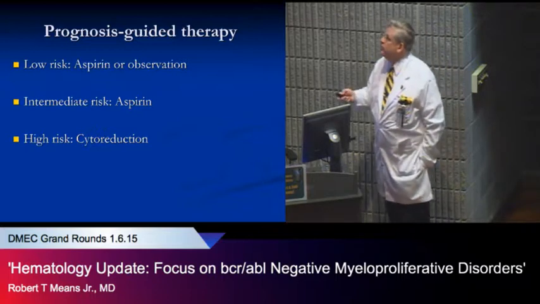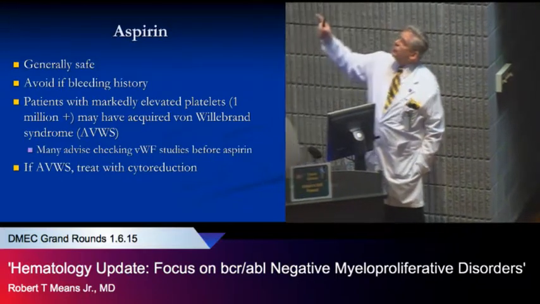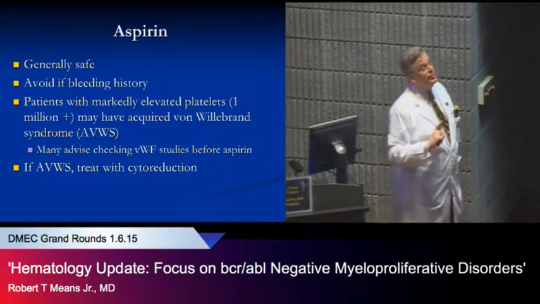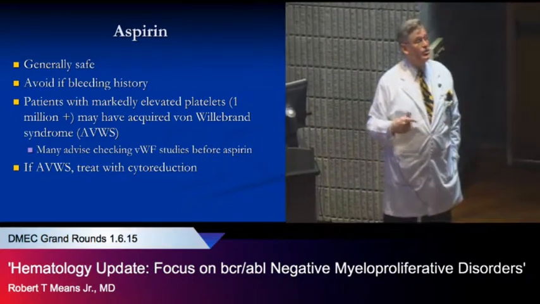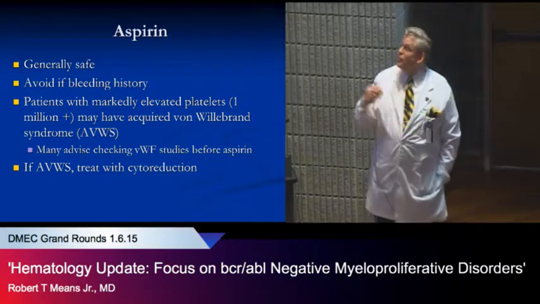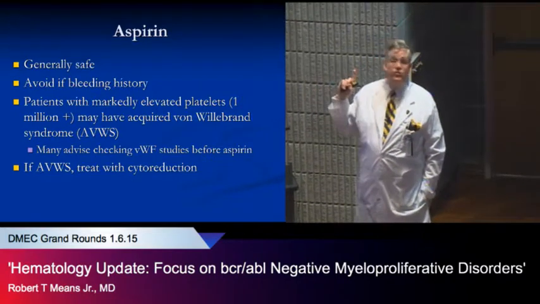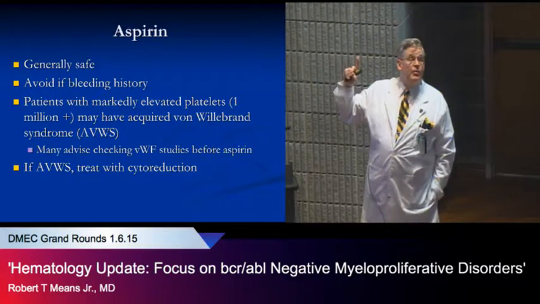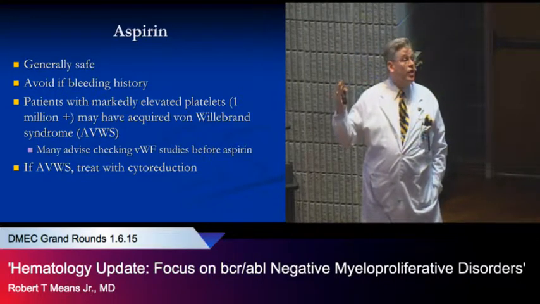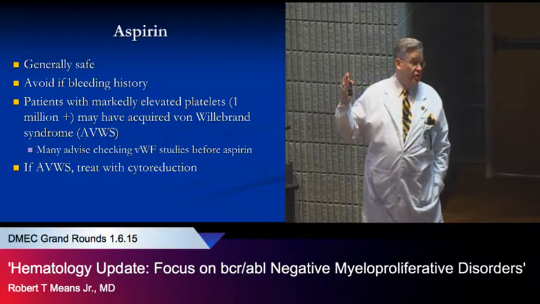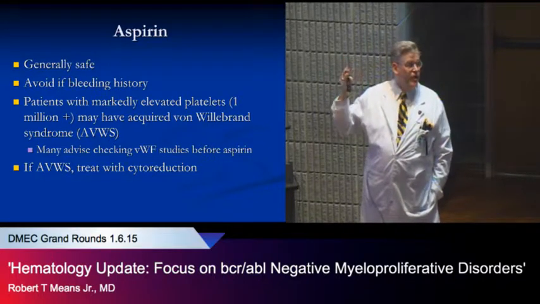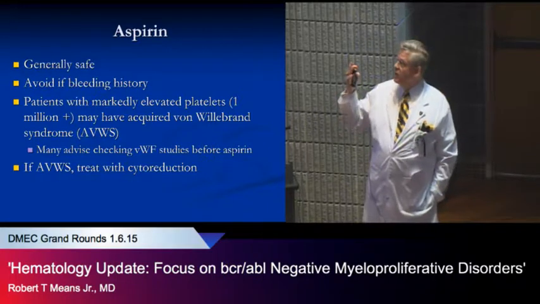How do you do cytoreduction? Well, first let me talk a little about aspirin. It's generally safe. Now, what about people who bleed? Some people with essential thrombocytosis don't clot, they bleed. Some people do both because their platelets are abnormal. Some people with greater than 1 million platelets have a bleeding history because they have an acquired von Willebrand syndrome, because their abnormal platelets don't have adequate von Willebrand factor binding.